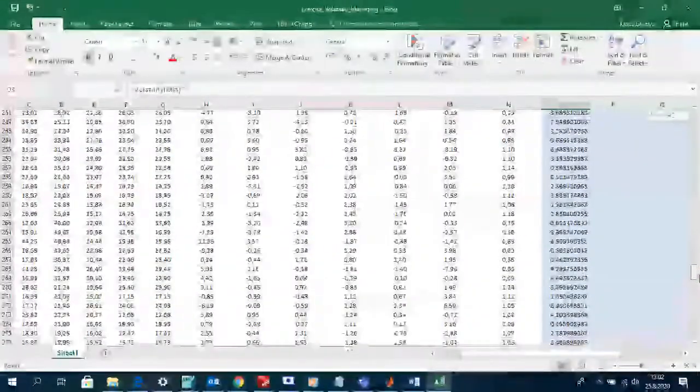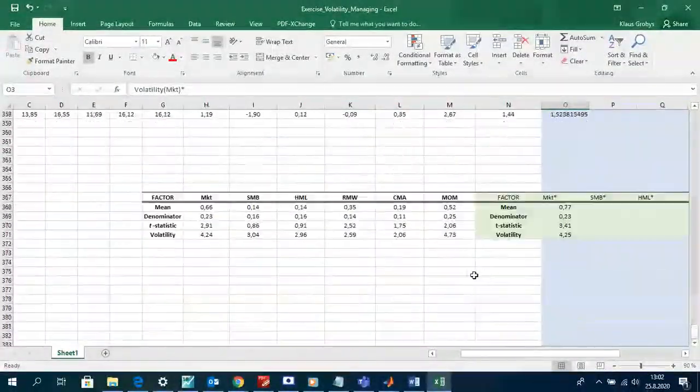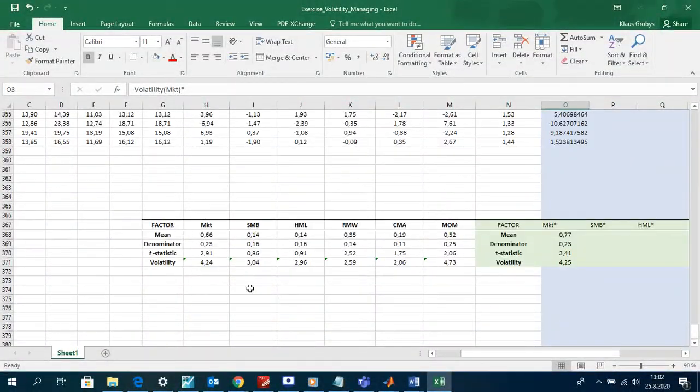So if we scroll down, below these column vectors, our time series vectors, we have here a table. Okay, so in this table we report for these corresponding factors some statistical figures like the sample average, and here it's simply the average of each time series vector. Here we report the square root of the time series variance divided by the number of observations. So this is what we need for the t-statistic. It's the denominator of the t-statistic.